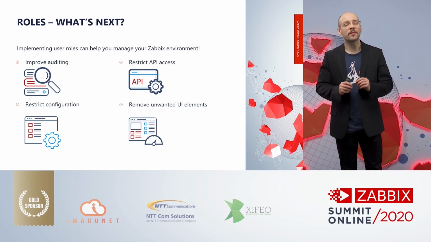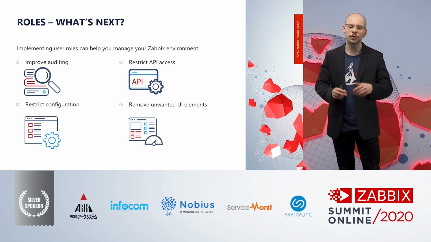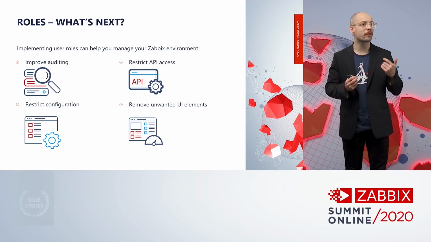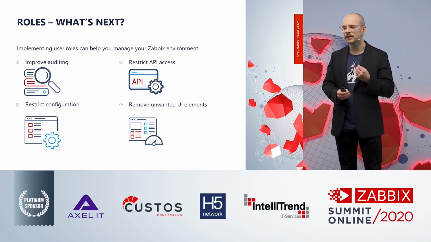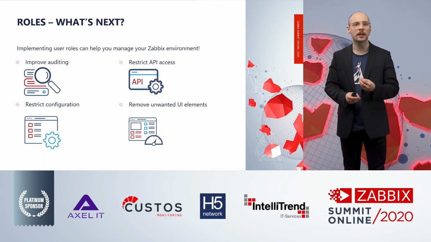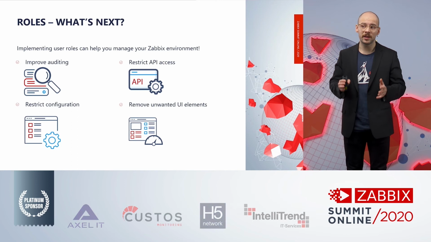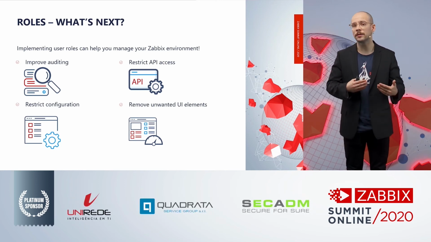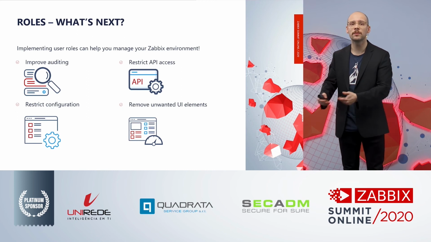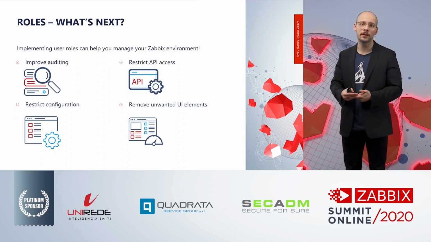So now that we have taken a look at these use cases, what's next? How would you proceed with upgrading to 5.2 and implementing this? So at the design stage, you need to understand that user roles can help you with a couple of things, and you need to kind of estimate and assign value to these things if you want to implement them in your environment. So first off, of course, user roles can improve auditing.